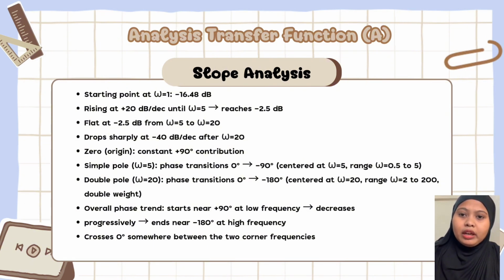Next, the double pole at omega 20. The phase transitions from 0 to negative 180 degrees, centered at omega 20, over the range omega 20 to 200 as a double pole. Overall, the phase starts at positive 90 degrees at low frequency, decreases, and ends at negative 180 degrees at high frequency. So it crosses 0 degrees somewhere between the two corner frequencies for this graph. That's all. Thank you.